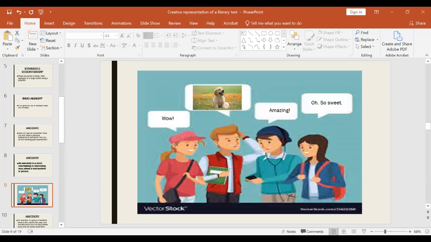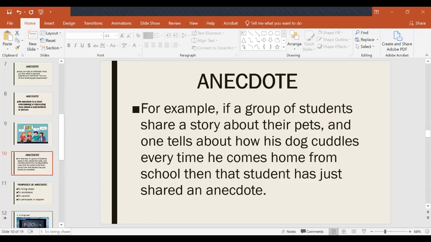Okay, so yung kwento nung male student about his dog is already an anecdote. And these anecdotes can be about any topic under the sun. And mind you, again, I am reminding you that it is only a very short story or a very short narrative about a real incident that can make a person laugh or ponder over a topic. Okay, yan yung example ko kanina.